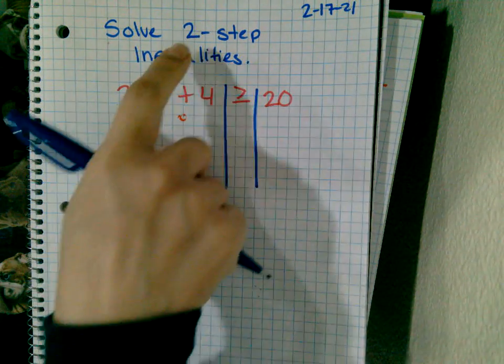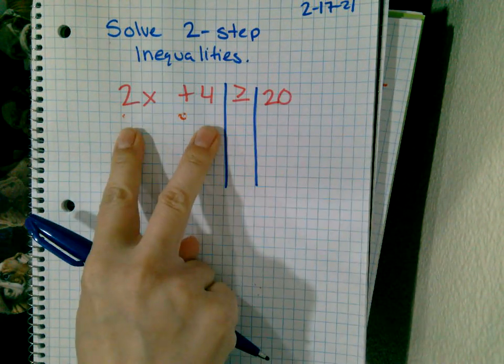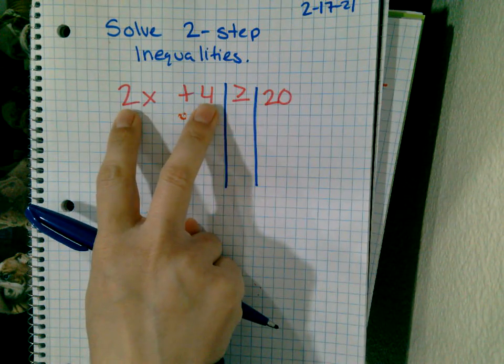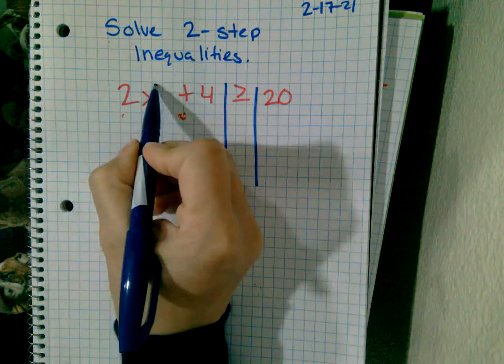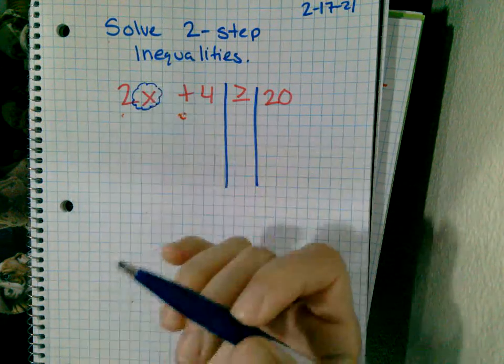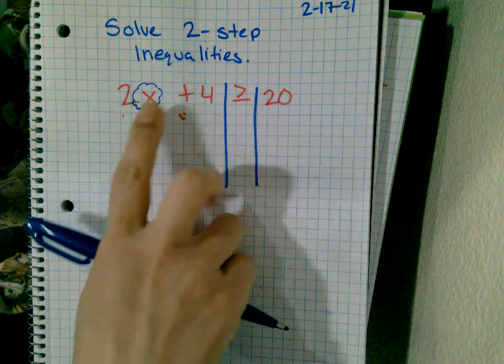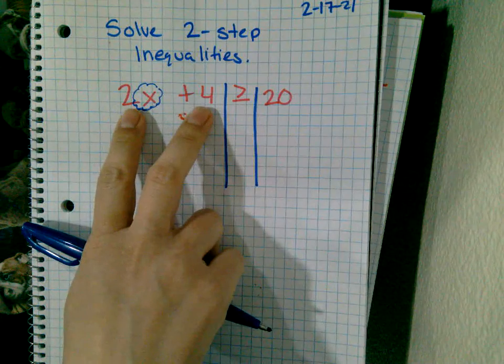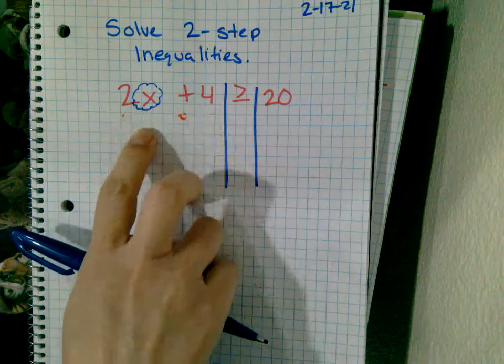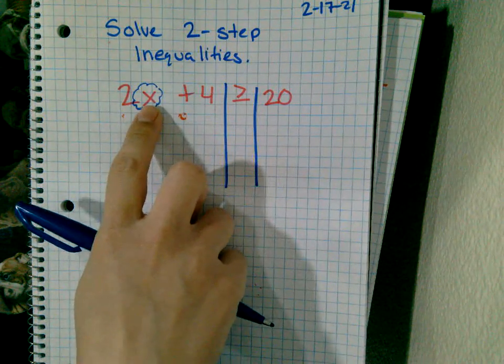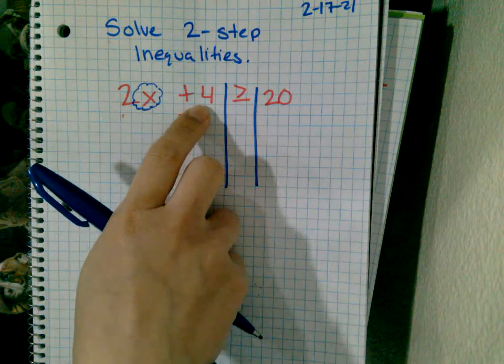Okay, so with two-step inequalities, we're going to need 2 steps to solve it because there's 2 numbers here. Your goal is to get x all by itself. So you have a choice. Do you move the 2 or do you move the 4? Well, I want the number that's furthest away from the x. And right now, the number that's furthest away on the same side would be the 4. So I have to move it.